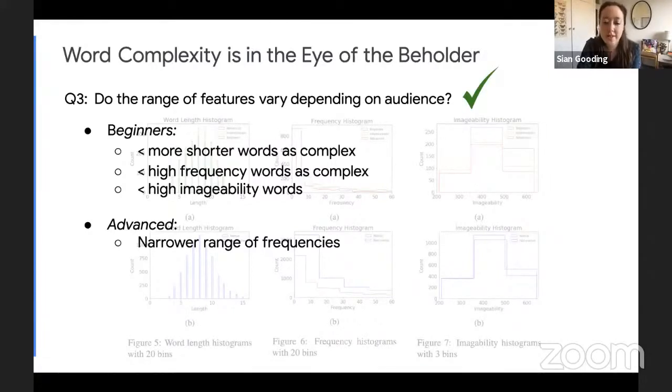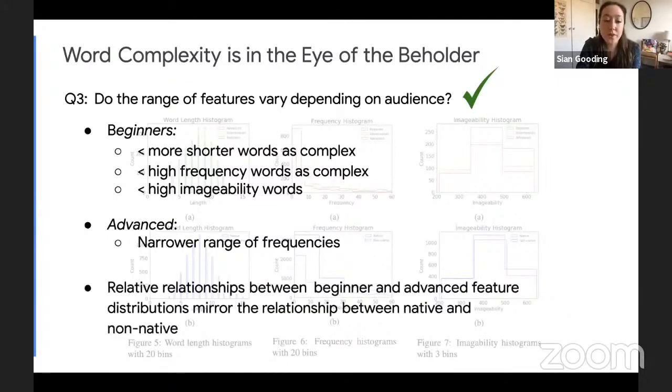So that was interesting. And then we also see this pattern where the relative relationship between beginner and advanced is very, very similar to that between generally native and non-native. So again, we see this pattern where this concept of word complexity tends to converge and become more similar to a native speaker as someone becomes more proficient.